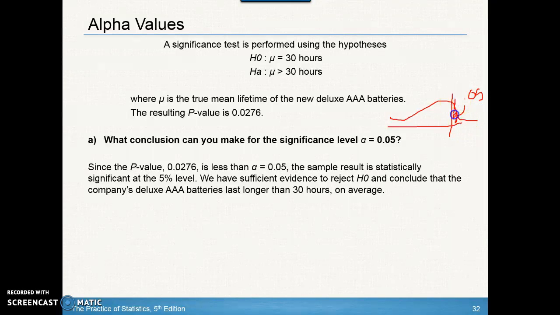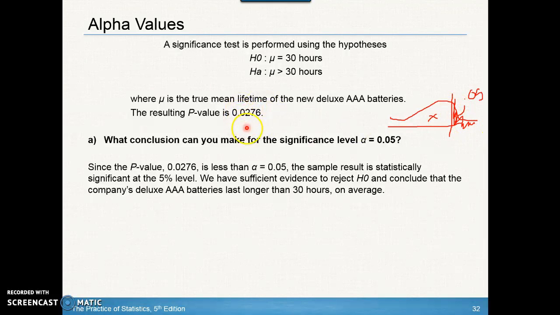This is all the areas where you're rejecting the null, and this area inside here is where you're failing to reject the null. So basically what that's saying is this is all of the plausible values of the statistics that could be if the mean was 30 hours. Those are plausible values for the parameter. But out here, once we're this far extreme, those are not plausible values.